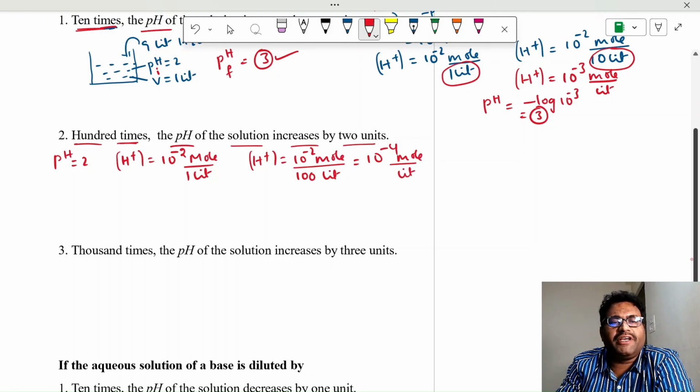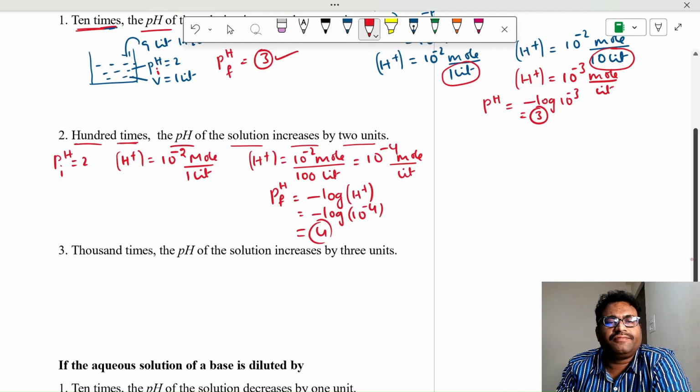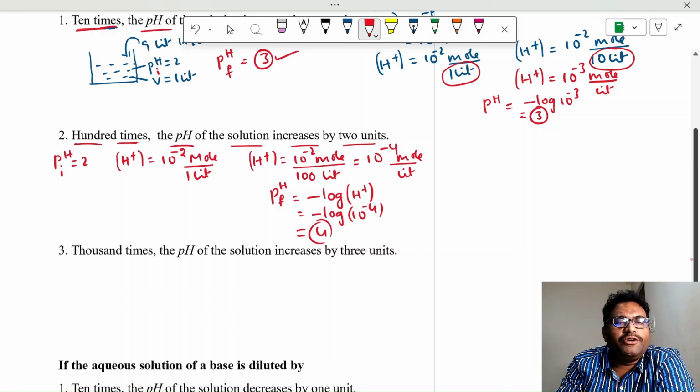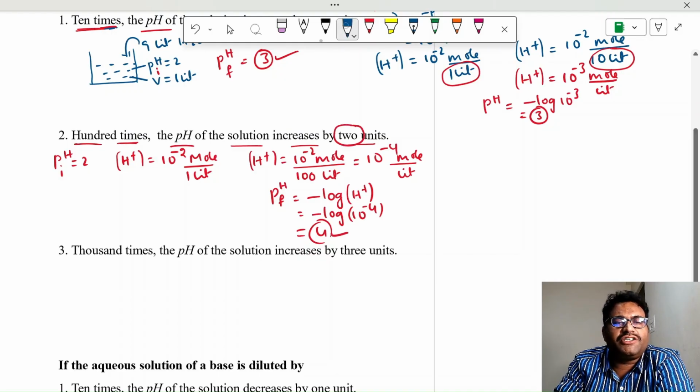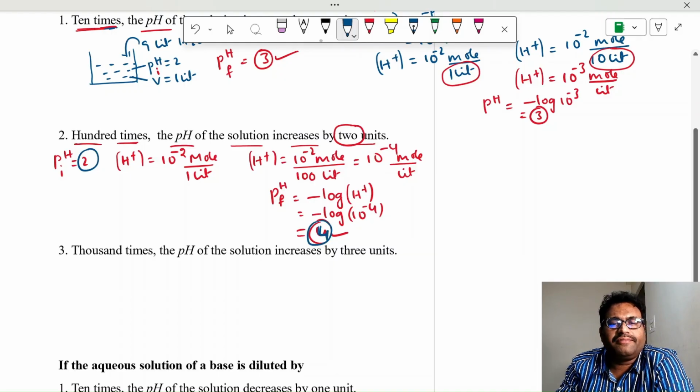Then what will be the final pH? This is the initial pH. It is the final pH after dilution. pH final is equal to minus log of H plus ion concentration, that is equal to minus log 10 power minus 4, that is equal to 4. So when you dilute it by 100 times, the pH of the solution increases by how many units? 2 units. You see, initial pH is 2, final pH is 4. 2 units were increased.